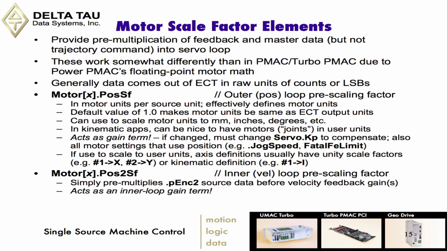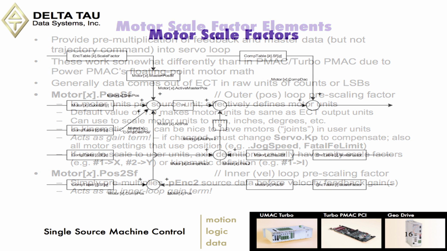Which has a number of nice benefits and enhancements from Turbo PMAC, where, for example, when you're doing master position and you have the Ix08 and the Ix07, since those are integers, there's only certain scale factors you can get from master position to slave position. But now with Power PMAC, it's all done in floating point, so you can get exactly the scale factor that you want. Motor[x].VelSf, that's the inner loop, the velocity loop scale factor. Same rules apply there.